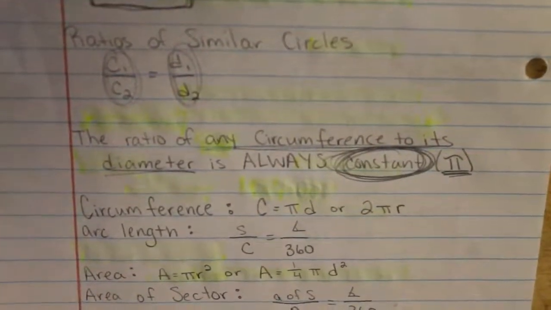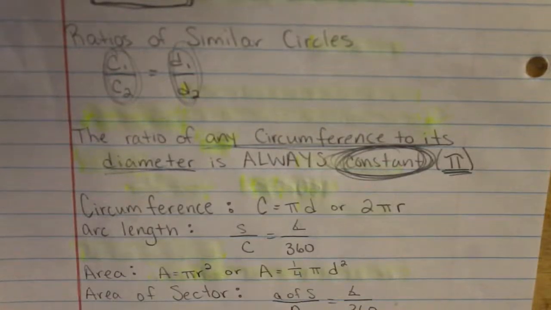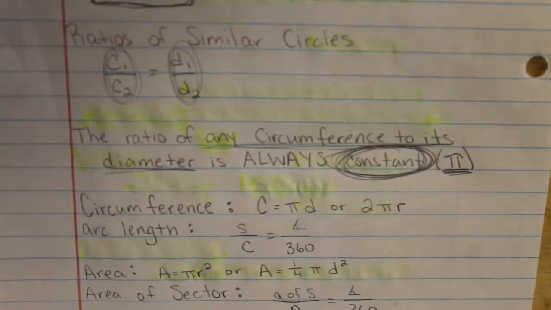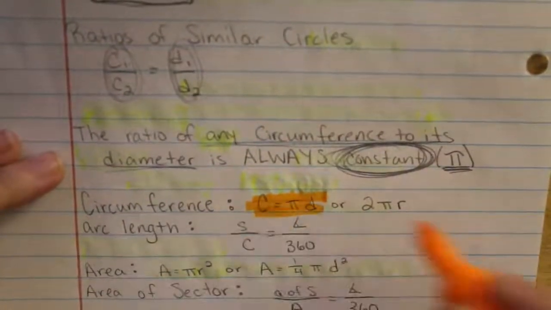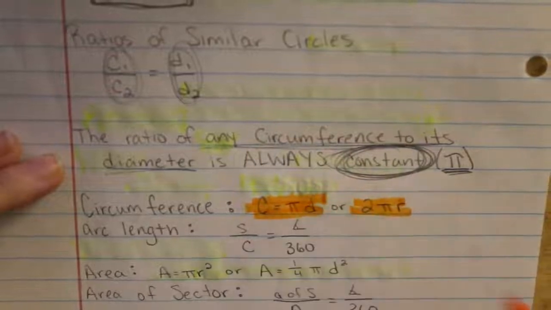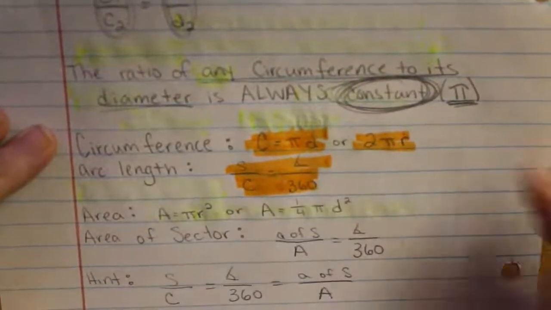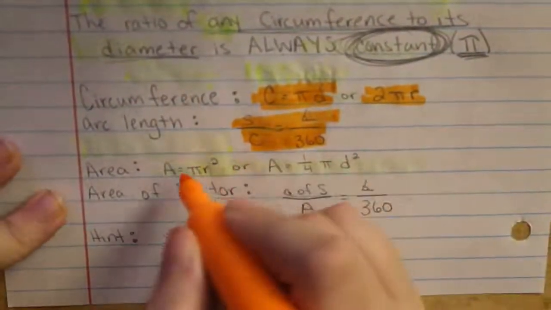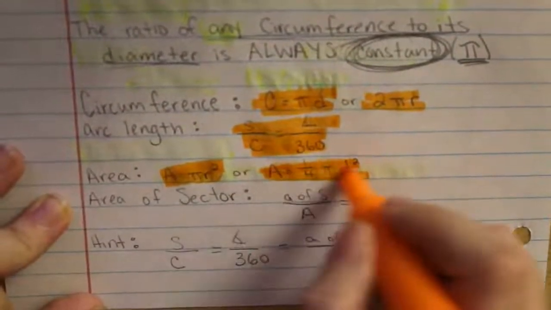Now down here, I have a few other little formulas for you to kind of help you out and to give you a quick review in a place where they're all in one place, okay? Circumference is pi times diameter, or 2 pi r. Arc length: arc length divided by circumference equals angle divided by 360. Area is either pi r squared or 1/4 pi times the diameter squared.